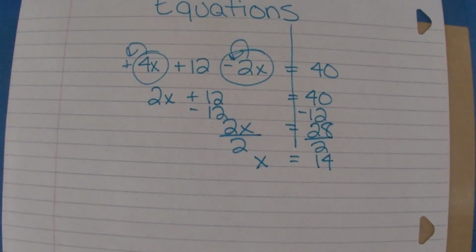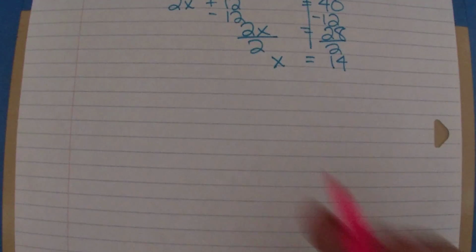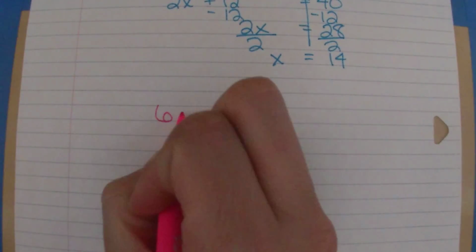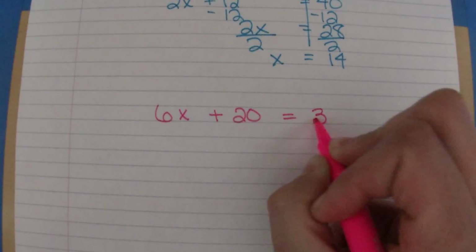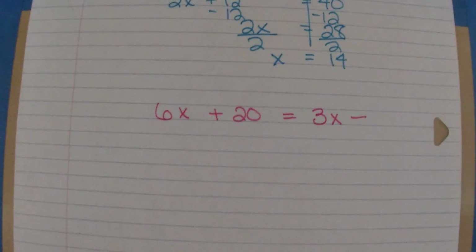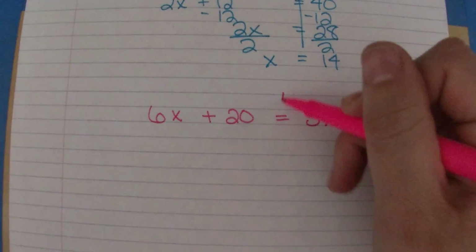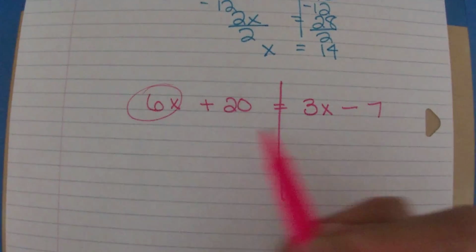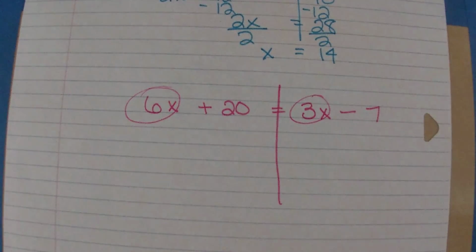Okay, the other thing that might happen is when we have multiple variables, they might be on opposite sides of the equal sign. So let's say our equal sign is here, and now we have one variable on the left and one variable on the right. So now our variables are on opposite sides of the equal sign.